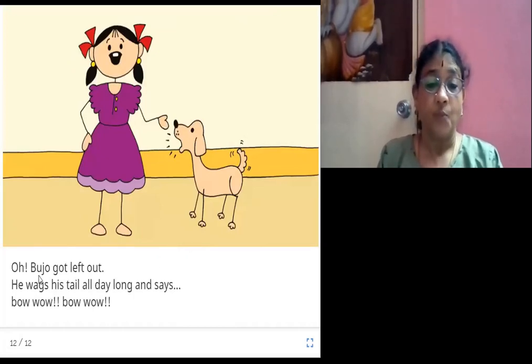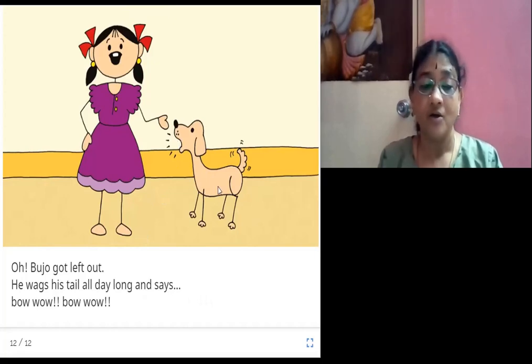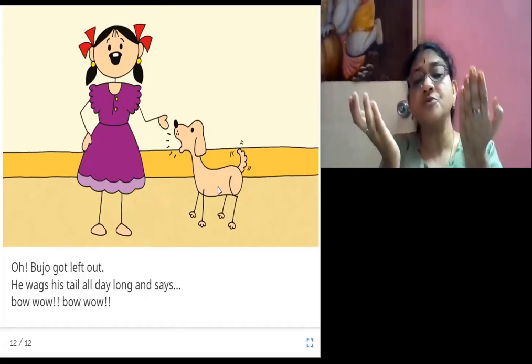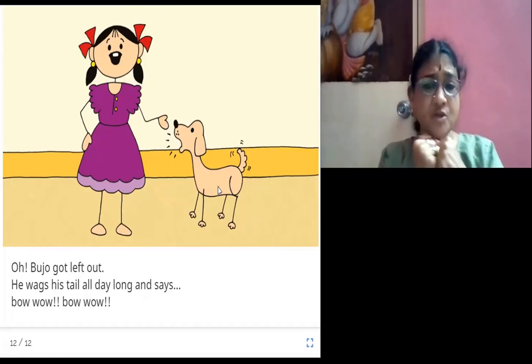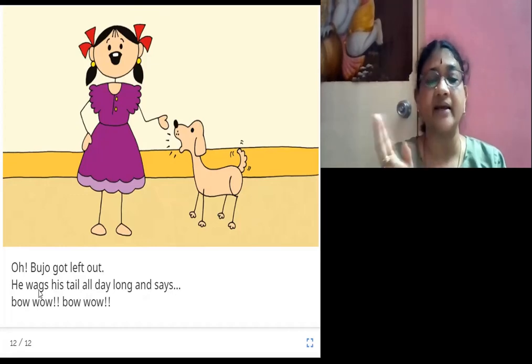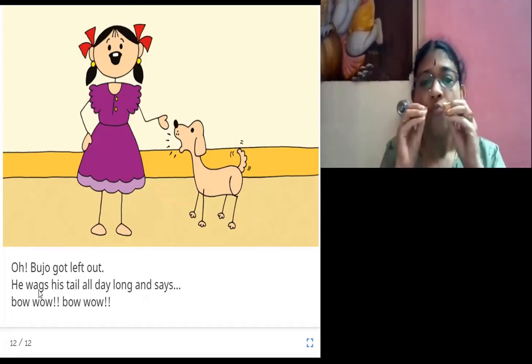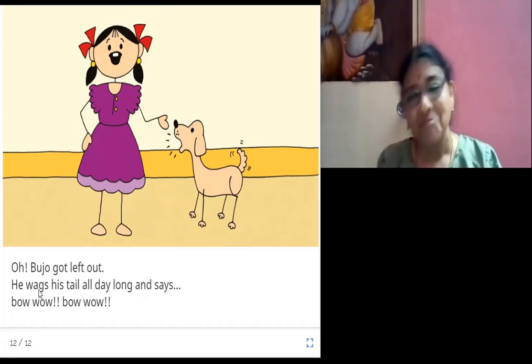Oh, Buju got left out. He wags his tail all day long and says, woo, woo, woo, woo. So, last but not least, she introduces her dog. She says, oh, I forgot to introduce my dog. Its name is Buju. And what does he do? Wags. Meaning, he moves his tail like this, shakes his tail like this throughout the day and says, woo, woo, woo, woo. He always barks.